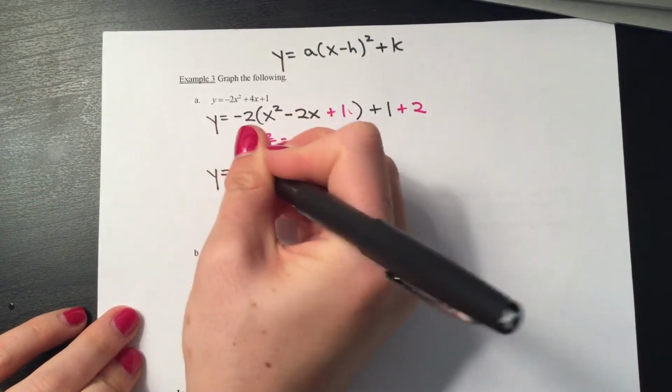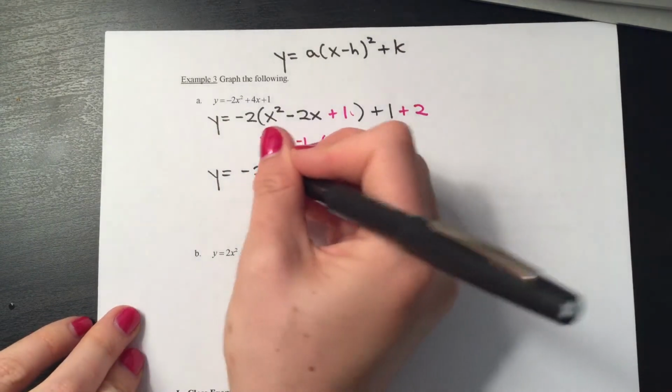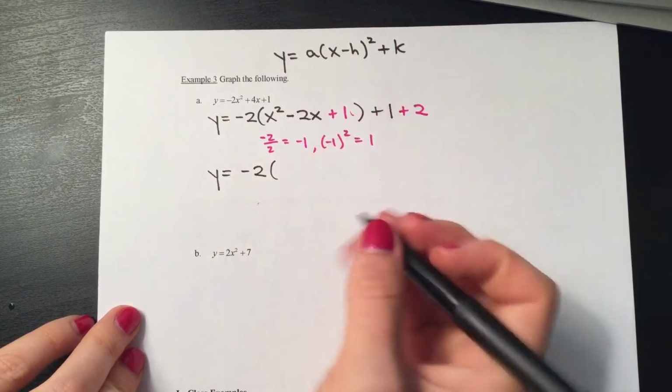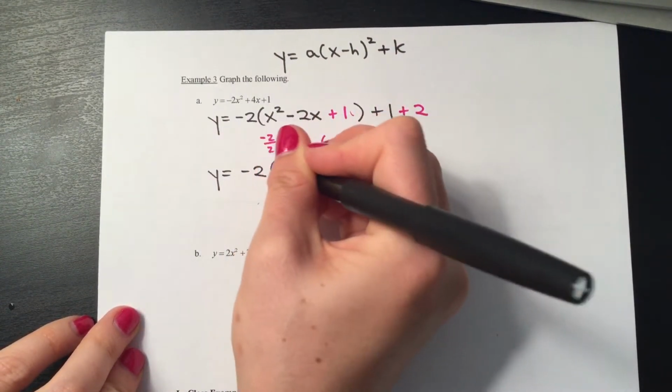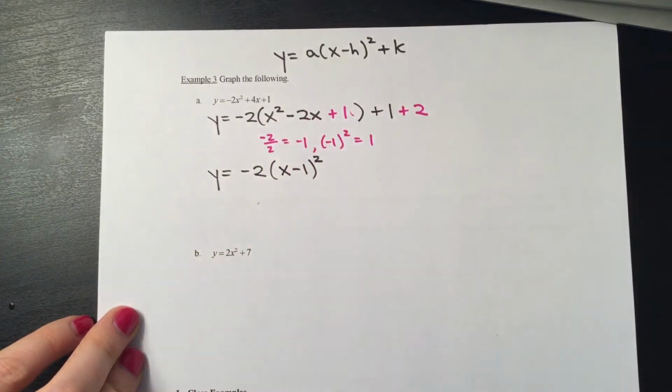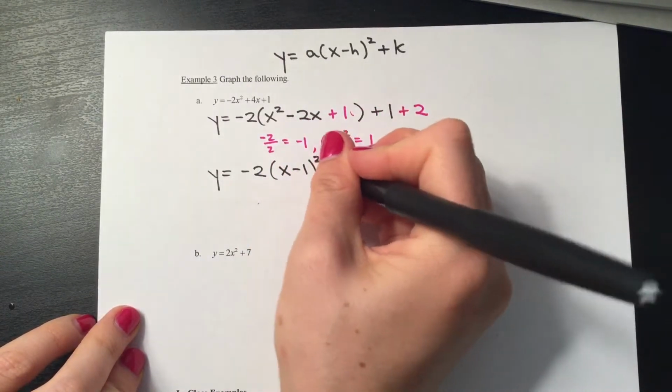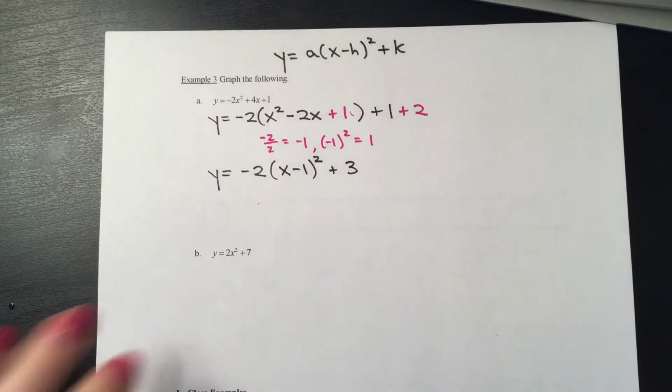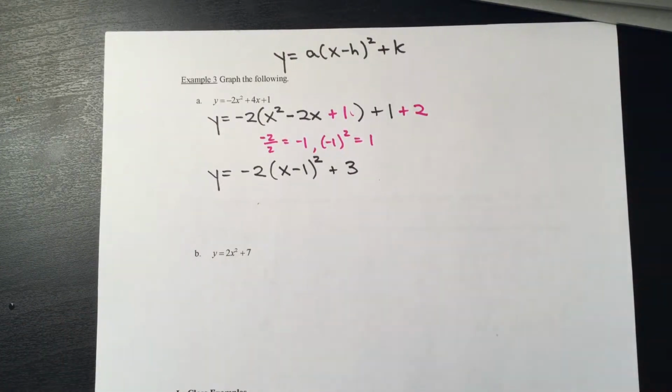So y equals, I've got a -2 right here. This factors down into this form. It's x minus 1, x minus 1. So I can write it as x minus 1 squared. And then this combines to give me a plus 3. Okay, so that's my vertex form. You can see all the pieces are in order.